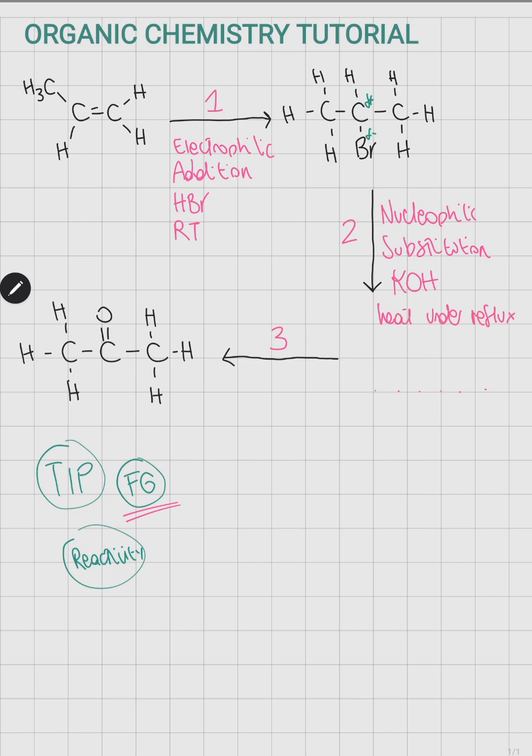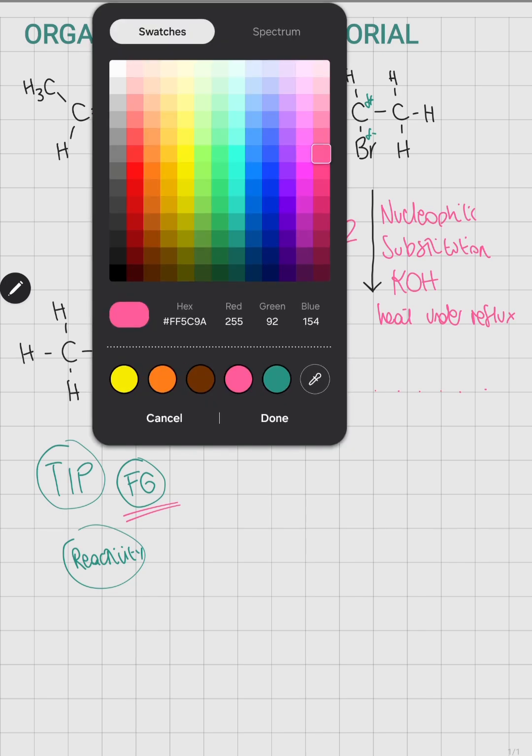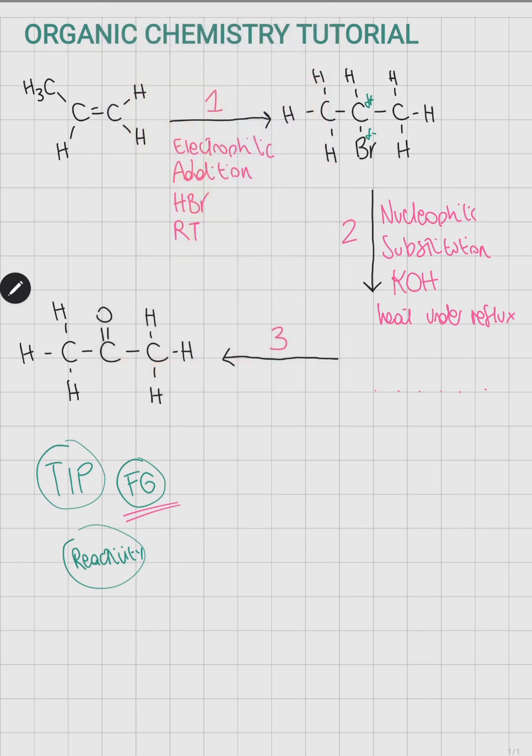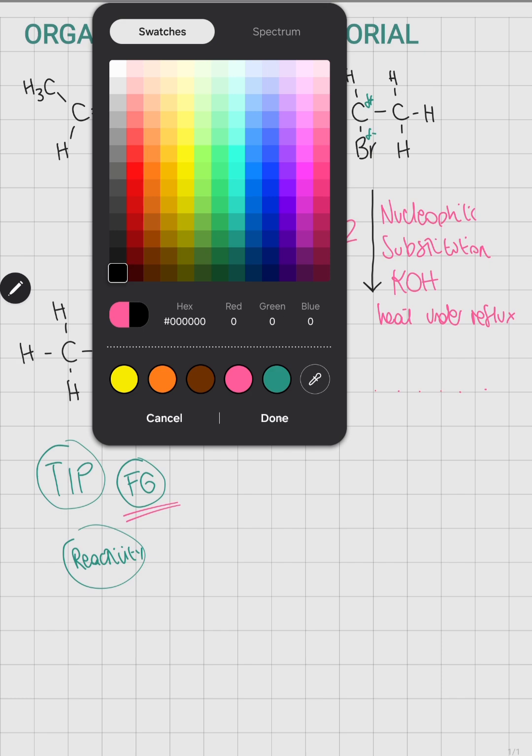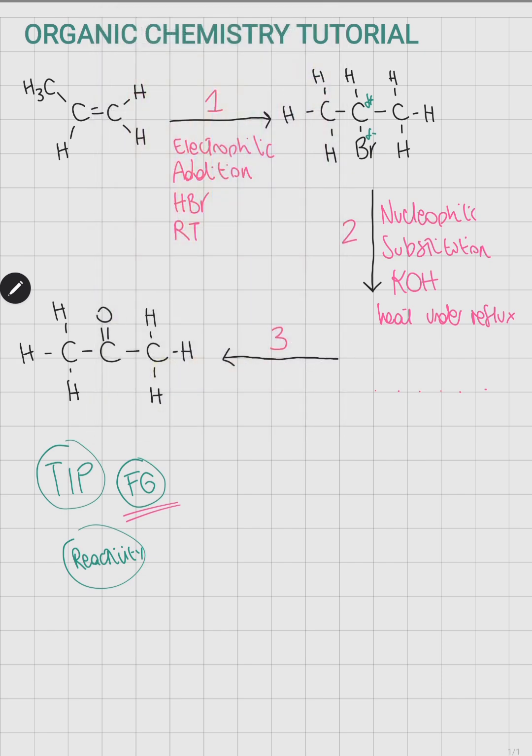Okay, so what is the intermediate? We know that the OH will go at the same place as the bromine. So this is our intermediate. Okay, and now we can think, what's the next step? Alcohol to which functional group? Again, we think about ketones.